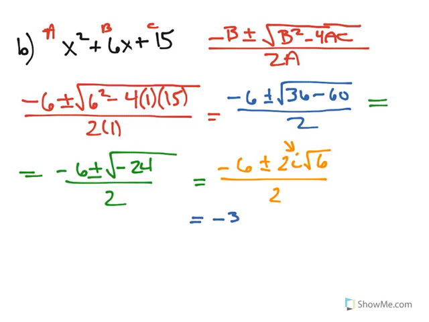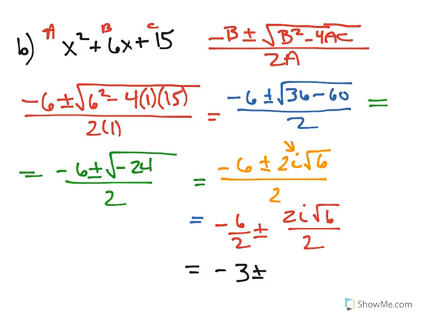I get a negative 6 over 2 plus or minus 2i times the square root of 6 over 2. And my final answer would be negative 3 plus or minus, the 2's cancel here, and I get i times the square root of 6.